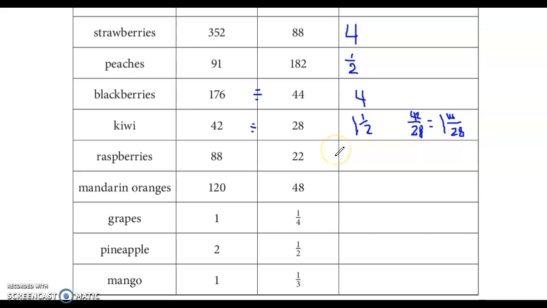For raspberries, you're going to do 88 divided by 22. And right away, I'm noticing that 2 goes into 8 4 times, so your final answer is going to be 4.